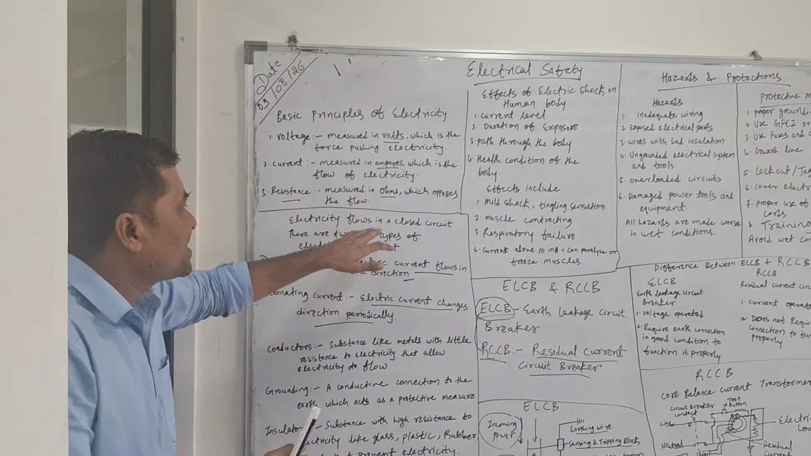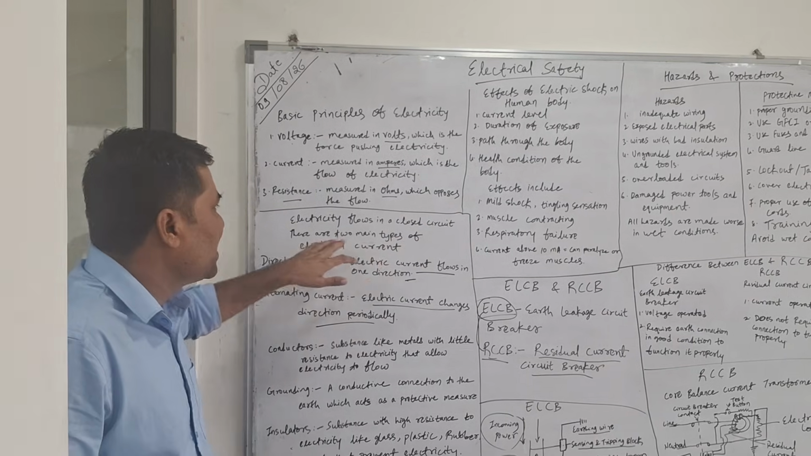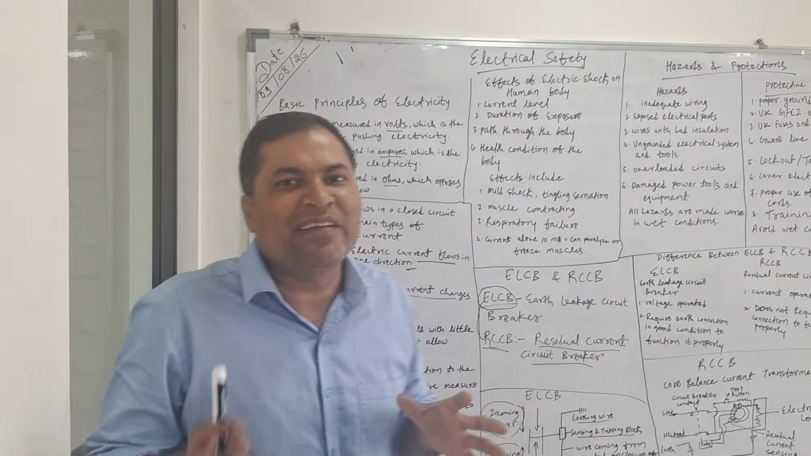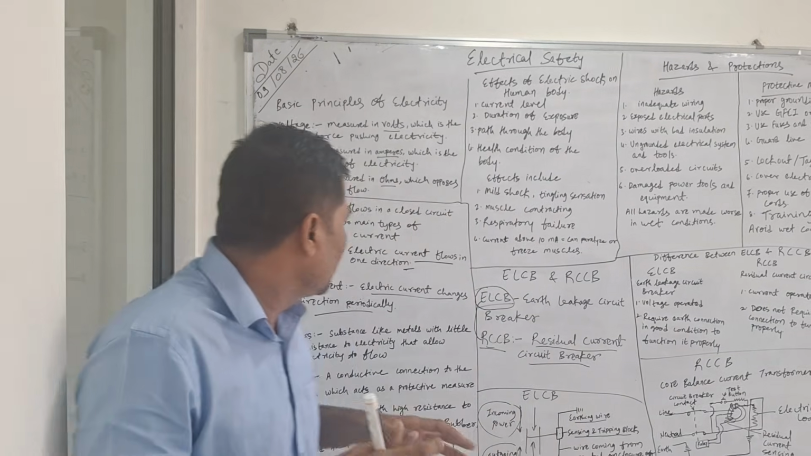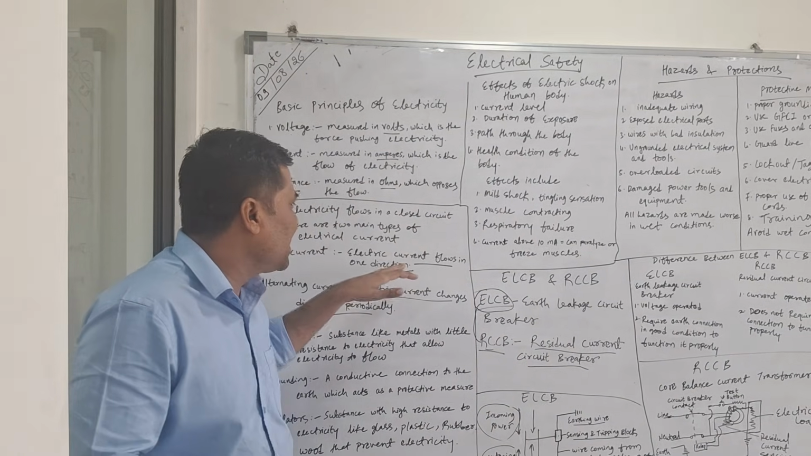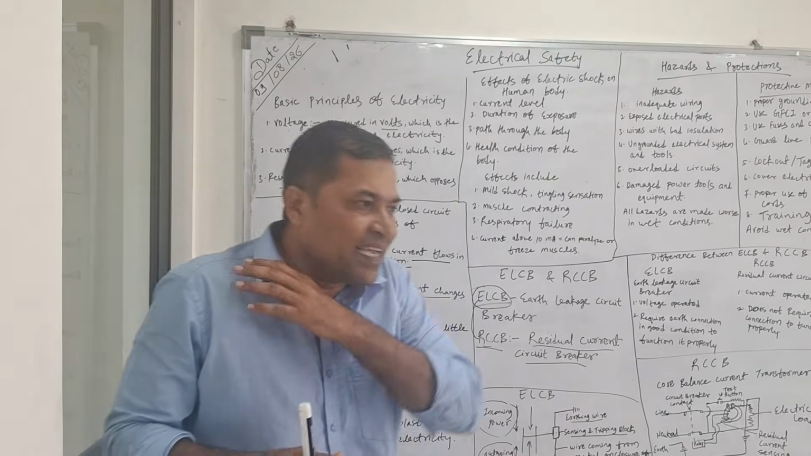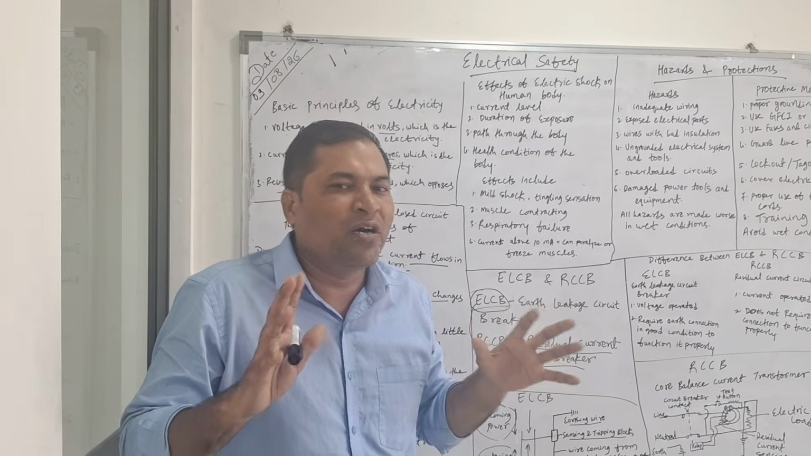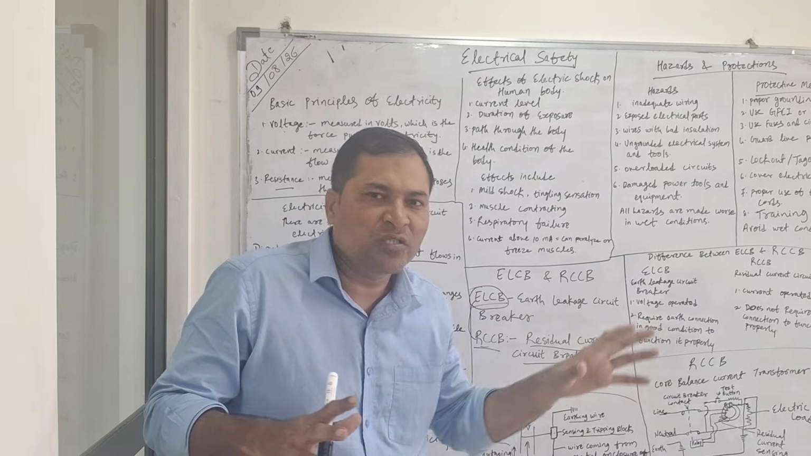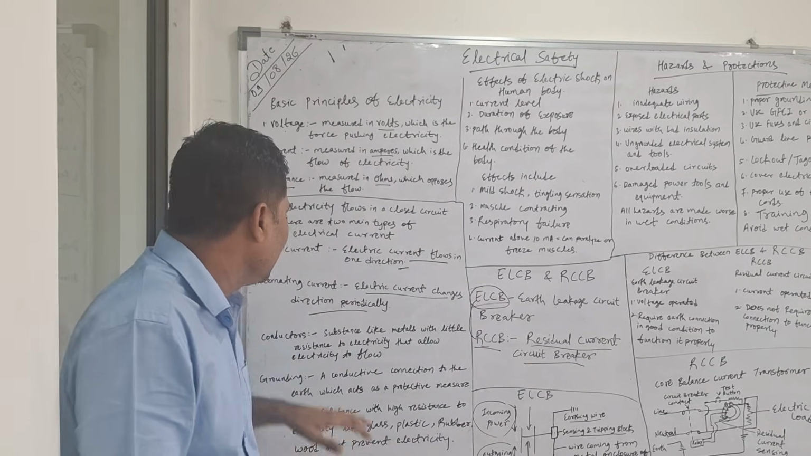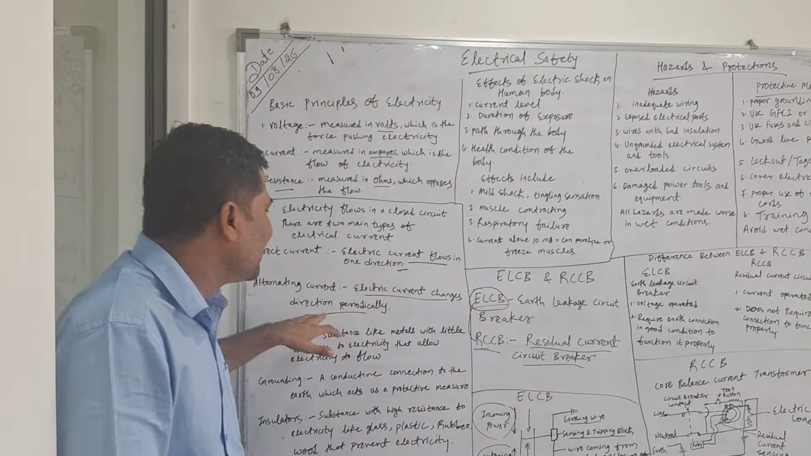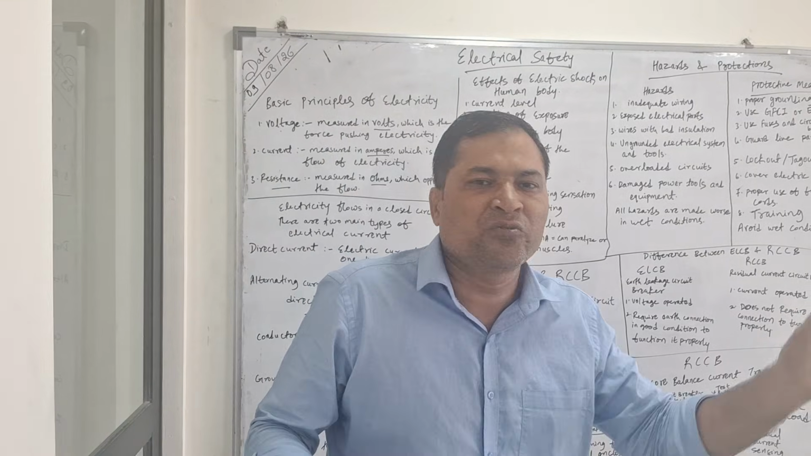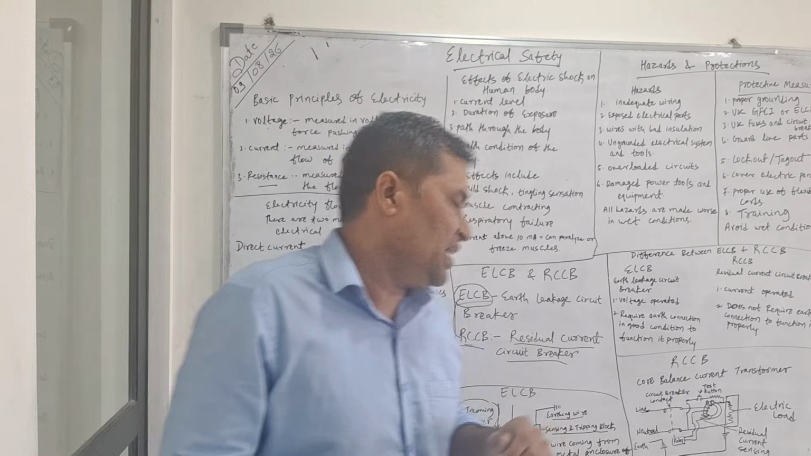Now, electricity flows in a closed circuit. There are two main types of electrical current: direct current and alternating current. Direct current flows in one direction only, with the maximum load of the power, through the wires. And alternating current changes direction periodically from one place to another with the help of wires.